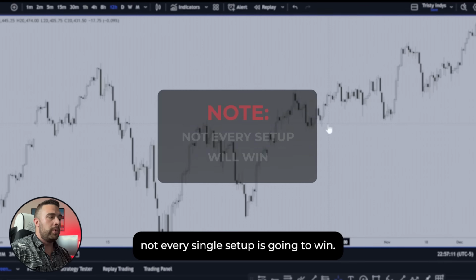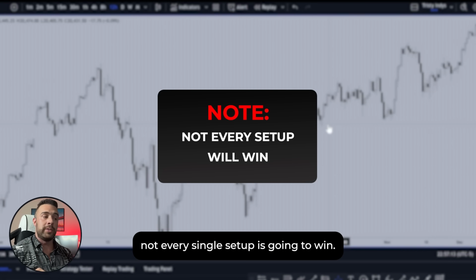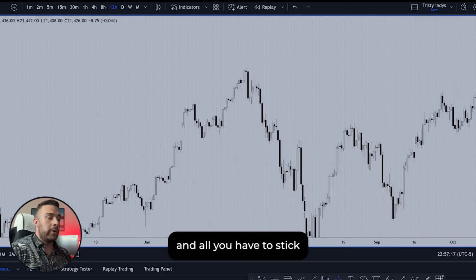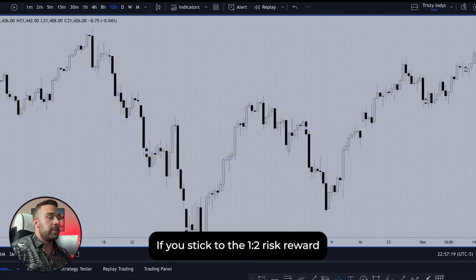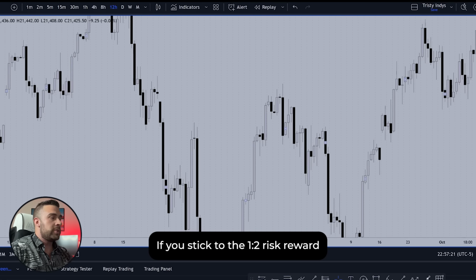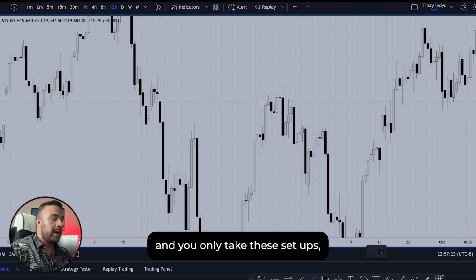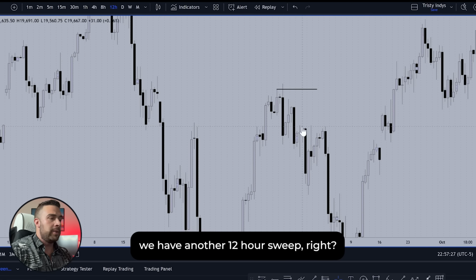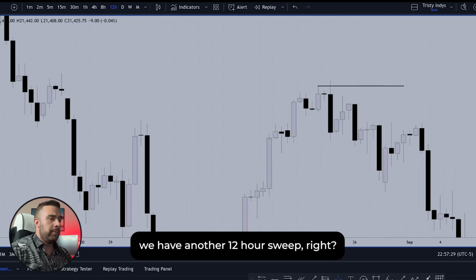Now, it's important to note, not every single setup is going to win. It's perfectly normal to see losses in trading. And all you have to stick to is the risk to reward. If you stick to the 1 to 2 risk to reward and you only take these setups, you will be profitable. So you can see here we have another 12-hour sweep, right?